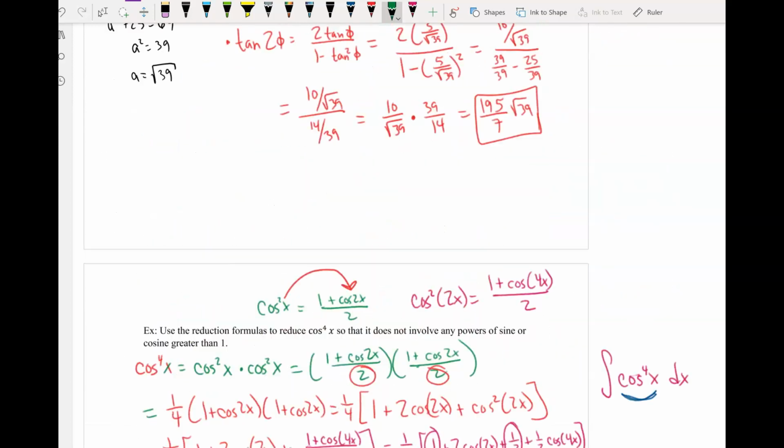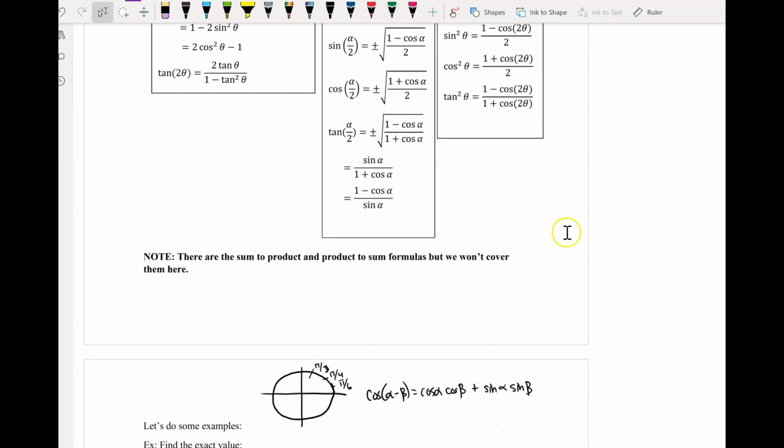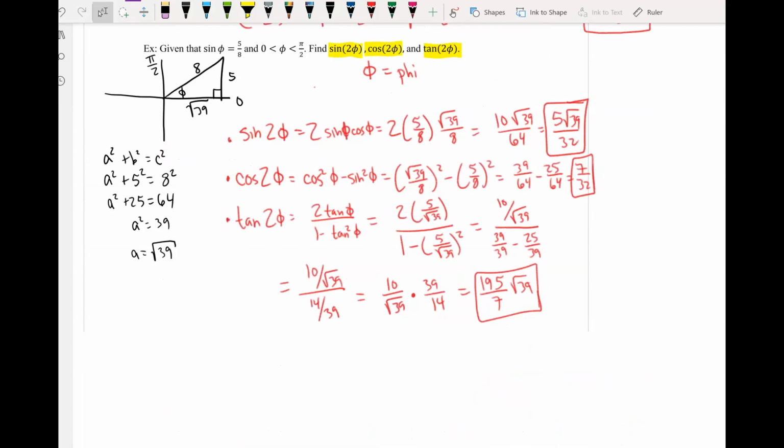Let's take a look at that. I'm just going to use this guy, sine alpha over 1 plus cosine alpha, because I don't have to worry about plus or minus. So sine alpha over 1 plus cosine alpha.